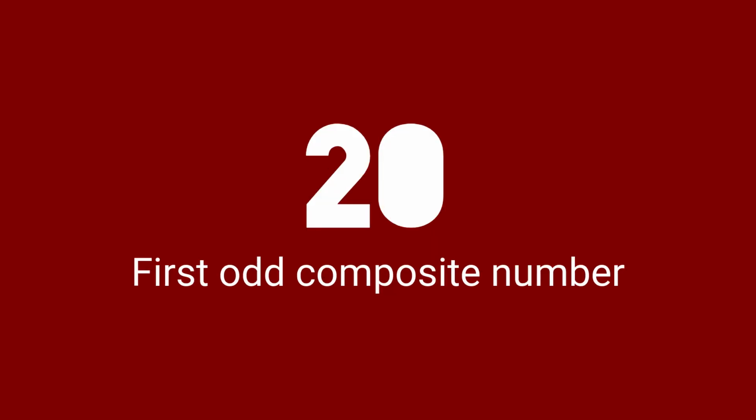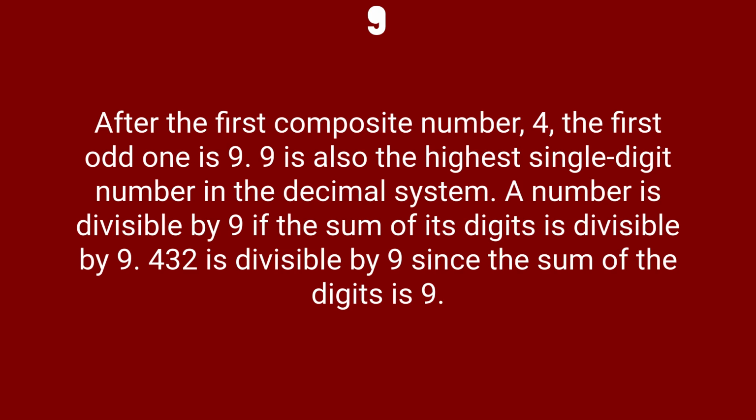First odd composite number. After the first composite number, 4, the first odd one is 9. 9 is also the highest single-digit number in the decimal system. A number is divisible by 9 if the sum of its digits is divisible by 9. 432 is divisible by 9 since the sum of the digits is 9.